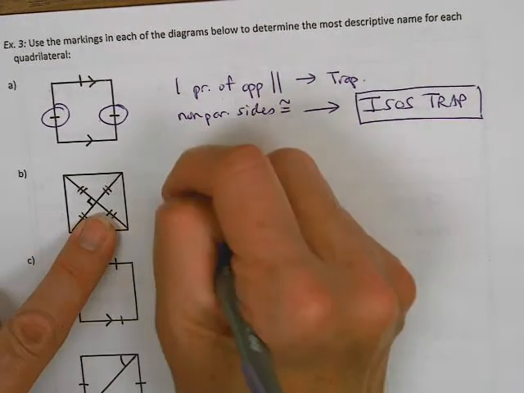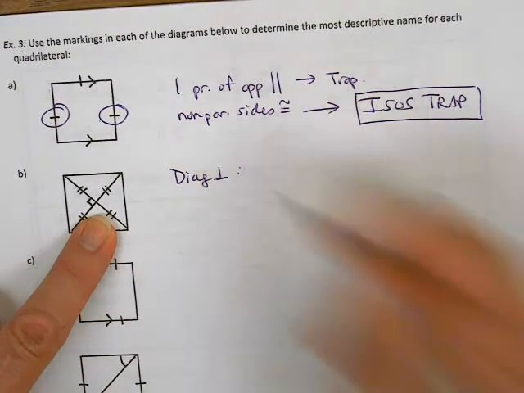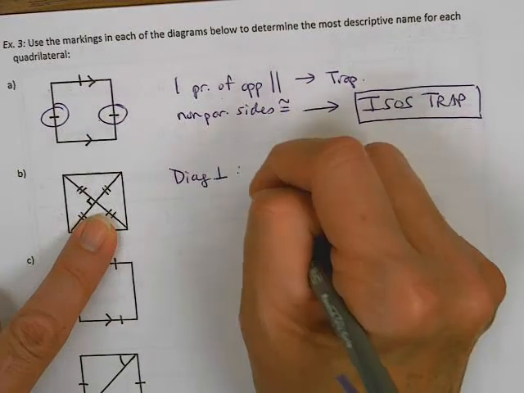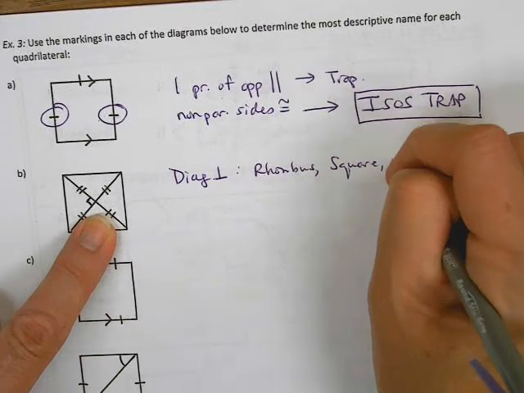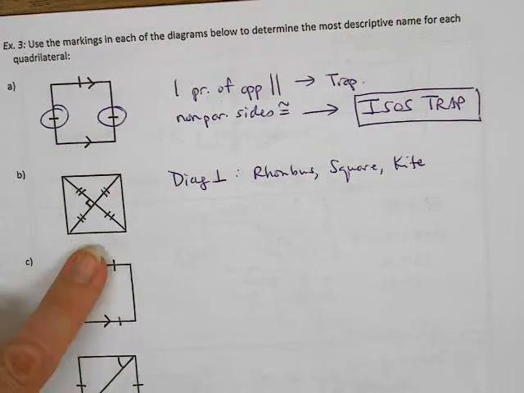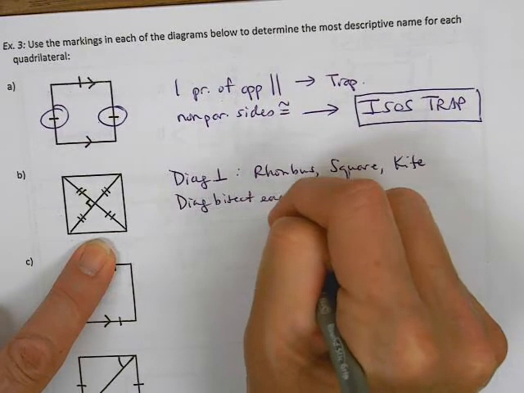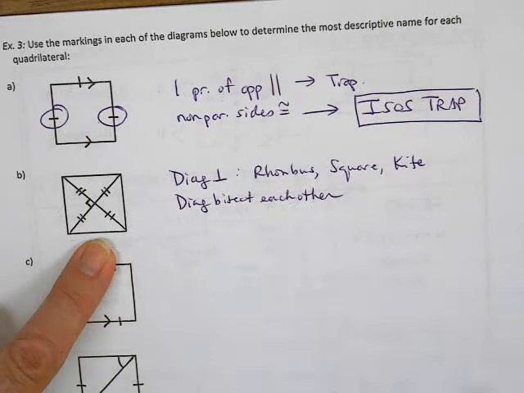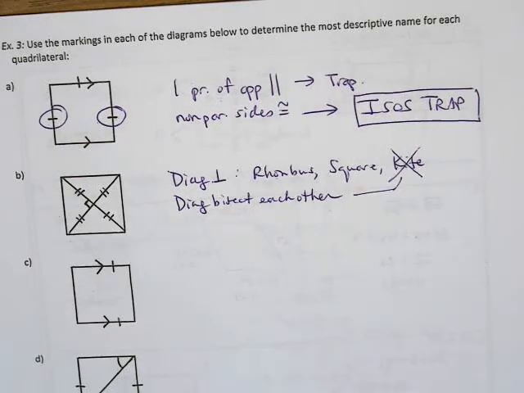So here the first thing I see is that the diagonals are perpendicular. So if you look in diagonals perpendicular, if you go down that property, you will find that you might have a rhombus, you might have a square, or you might have a kite. Right? So I've narrowed it down to those three to start. I also can see that the diagonals bisect each other. So diagonals bisect each other. Well, from the three choices I have, that rules out kite, because on a kite it's only one diagonal bisects the other diagonal. So now I'm down to a rhombus or a square.